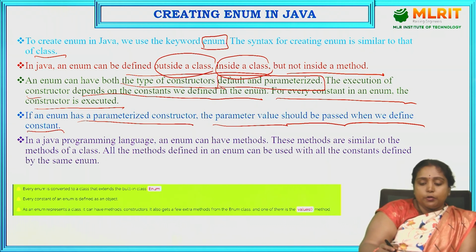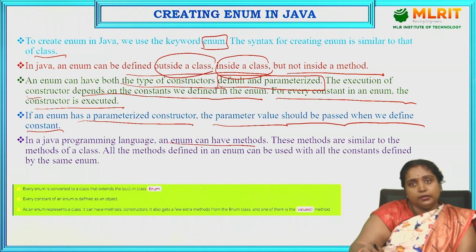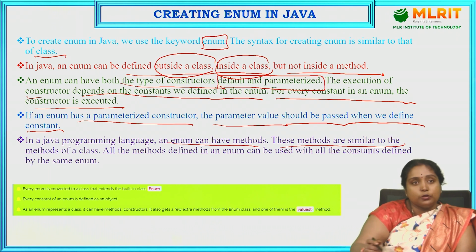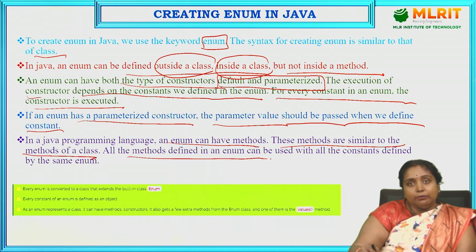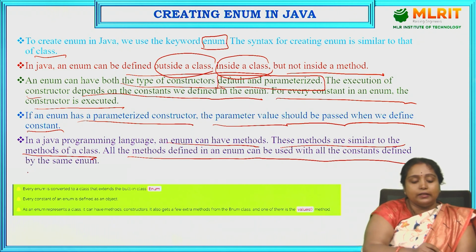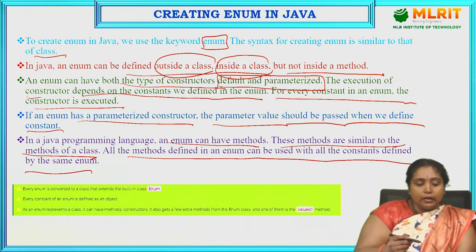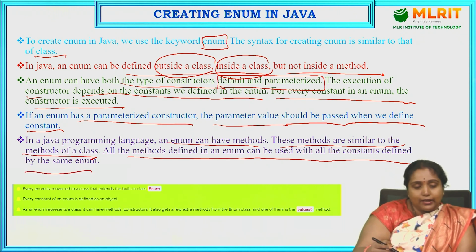So, in Java programming, an enum can have methods, and these methods are similar to the methods of a class, and all methods defined in an enum can be used with all constants defined in the same enum. Okay, so what are the points? You can have the note points.